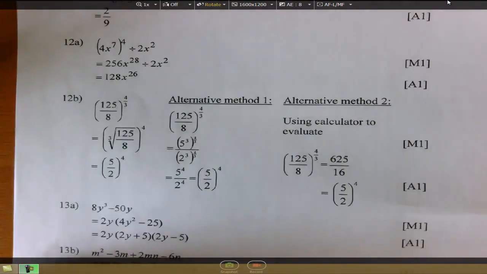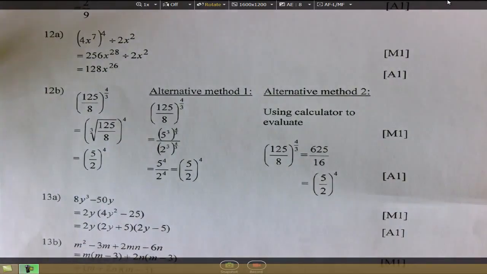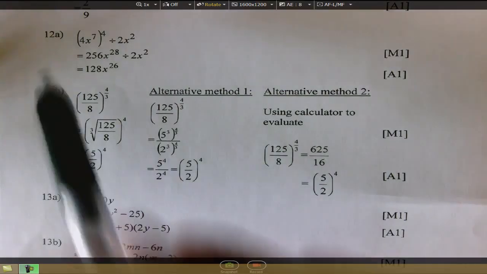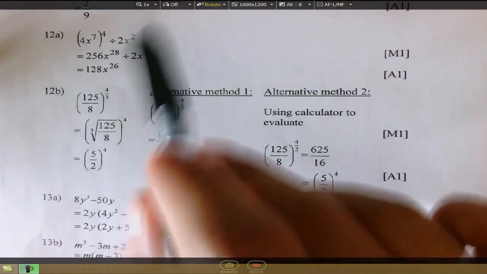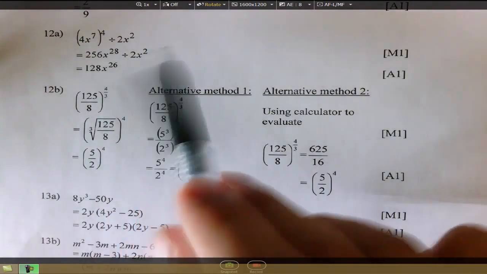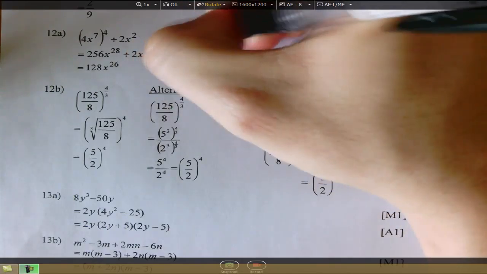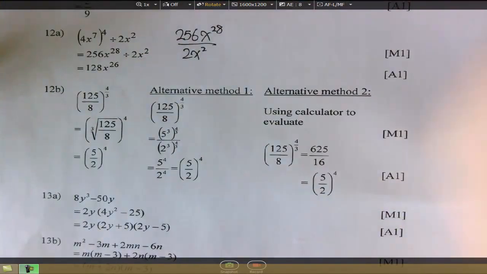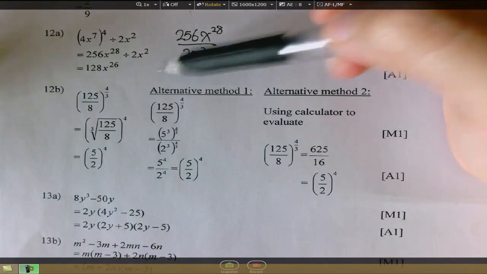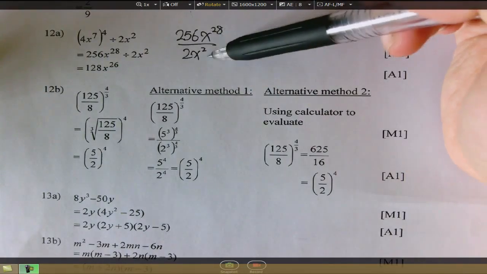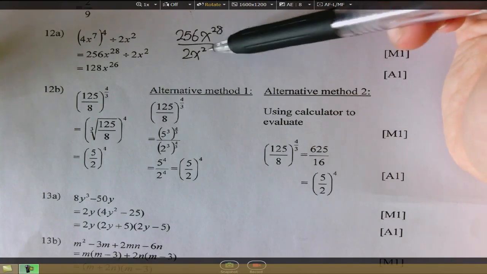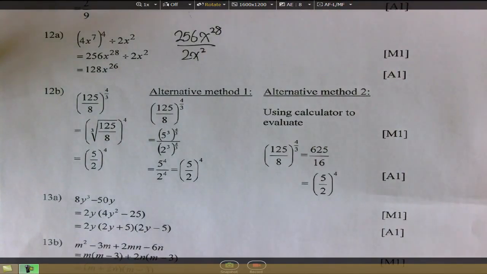Now we move on to question 12. Question 12a. Simplify that. When you expand this, what you get is 4 to the power of 4, x to the power of 7 times 4, which gives you x to the power of 28, divided by 2x squared. So if you want to write it out, you get 256x to the power of 28 over 2x squared. 256 divided by 2 yields 128. x to the power of 28 over x to the power of 2 is x to the power of 28 minus 2, which gives you x to the power of 26, which is question 12a.